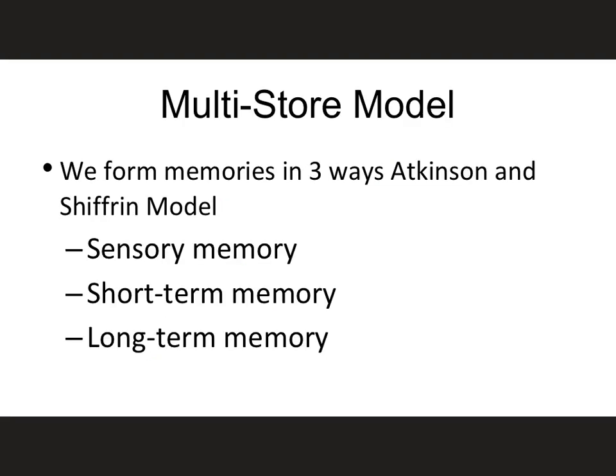We form memories in 3 ways. So while we are going through that process, there are 3 ways to store that information, according to the Atkinson and Shiffrin model. And I'm going to show you a picture of this here in a second. The first way is sensory memory. So this is all sensations that come through. This is for a second, right? It doesn't last for very long. It's just your body processing all sensations, smells, sounds, all of that information.